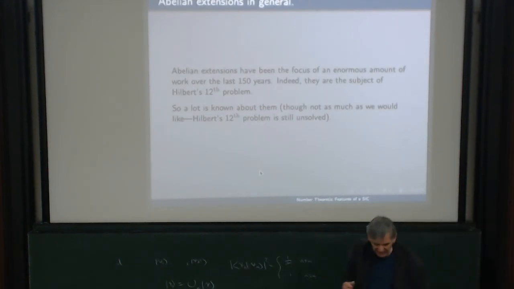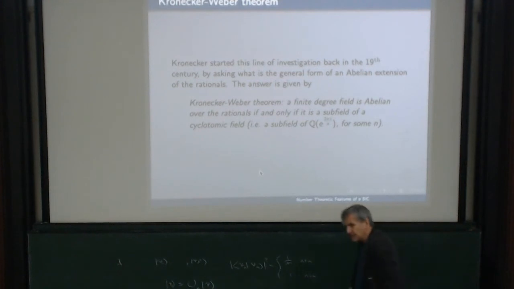So I want to go back now to abelian extensions in general. I didn't know this, and maybe you don't know it either. But actually, it's been the main focus of a significant part of pure mathematics for a long time. Quite a lot is known about them as a result of all that effort, though not as much as we'd like because it's still unsolved. It starts with work which was finally brought to a conclusion by Weber. And Kronecker asked himself, okay, what is the general form of an abelian extension of the rationals?